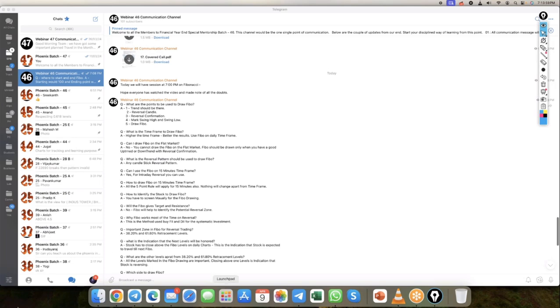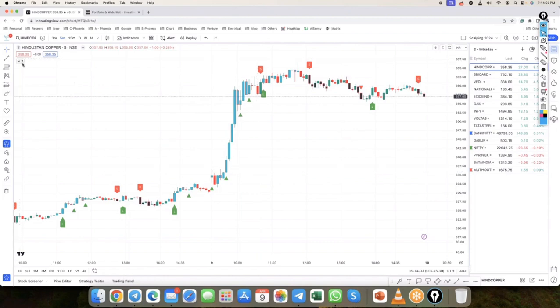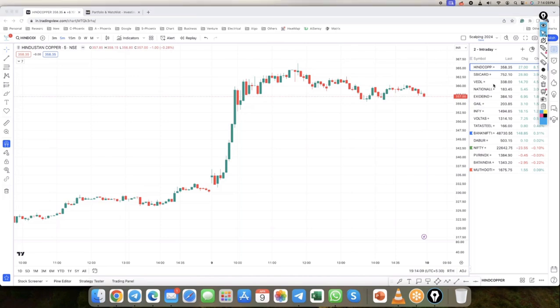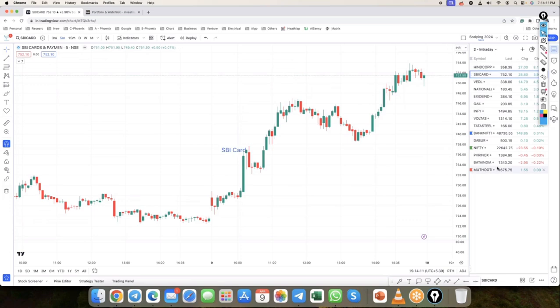Is FIBO used especially only in FNO? Simple. What you do is just go to any chart. If you find any reversal sign, make a note of it, and if at that time FIBO gives you a reversal, then convert that into options and make an entry.